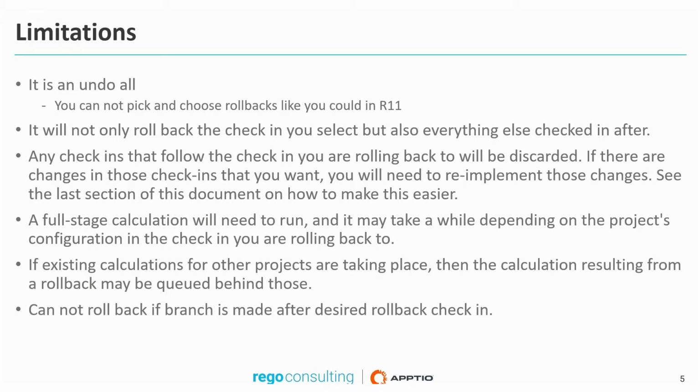This is a little different than what was in R11. In R11, you were able to kind of pick and choose what pieces of the check-in you wanted to roll back. In R12, when you roll back a check-in, you are rolling back everything in that check-in. To compound on top of that, if you roll back to a check-in that was a few check-ins ago, you are reverting everything that was done after. So if you're rolling back to 3 check-ins ago, you are undoing all of the check-ins that happened after that as well.